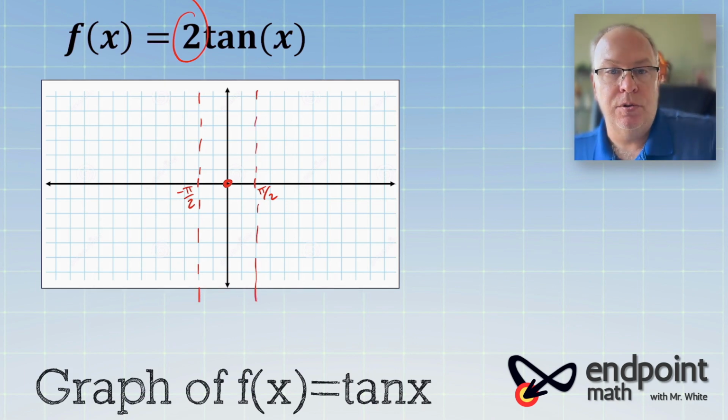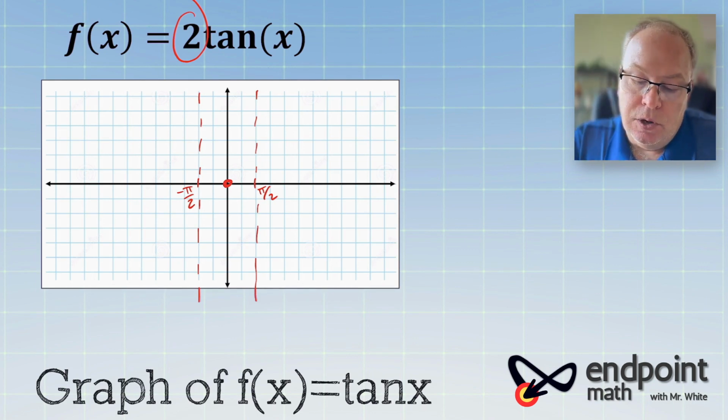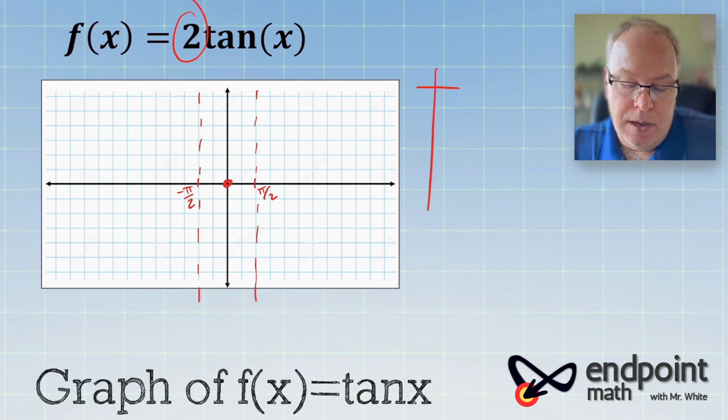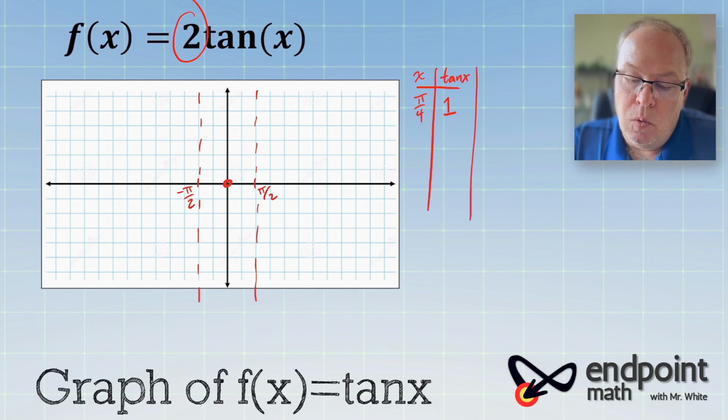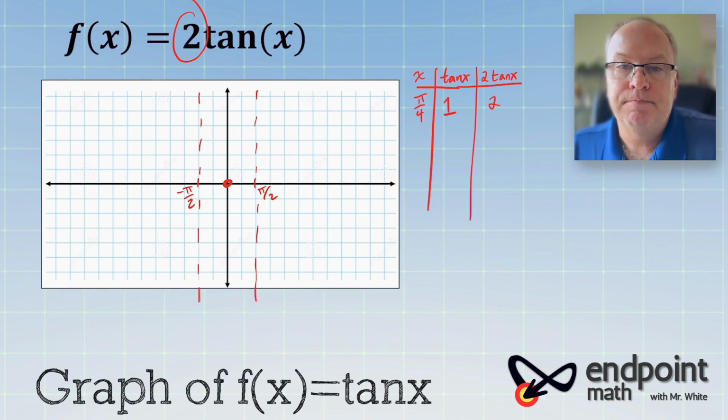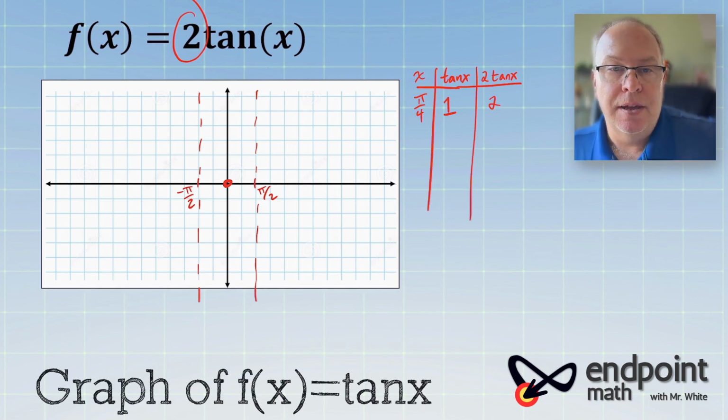Those are my asymptotes. But what do you think the 2 does? So let's look at a t-chart. At pi over 4, it used to output 1, right? When we had our x and then we had tangent, we had 1. Well, what would 2 times that be? It would just be 2 times bigger. You see what I mean by that? That 2 just makes all the outputs 2 times bigger.